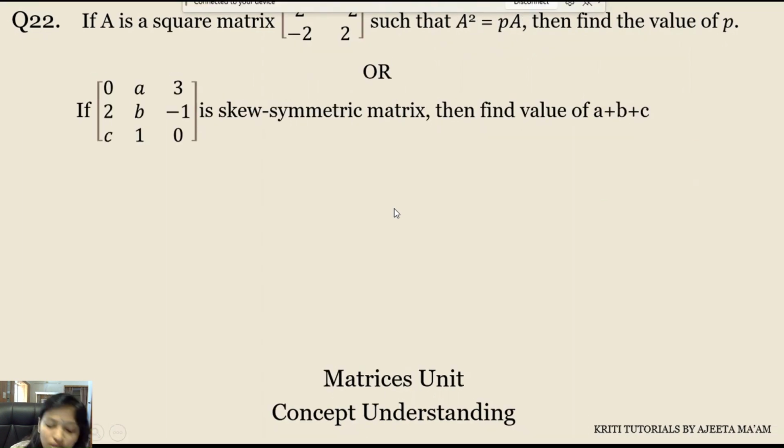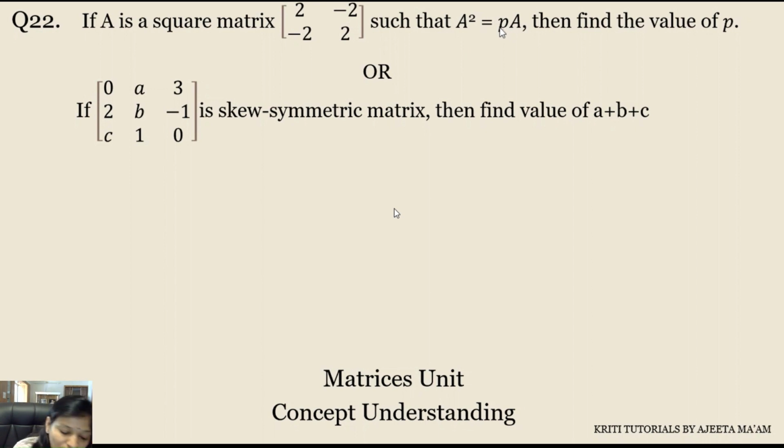Now in this question, internal choice is given to you. That is, out of the 2 questions, you have to attempt any one. As we all can see, it is based on matrix. So both the questions are from matrix, right? So you have to attempt any one of them. So if A is a square matrix such that A square is equal to PA, we have to find the value of P, right? So now this is the first question.